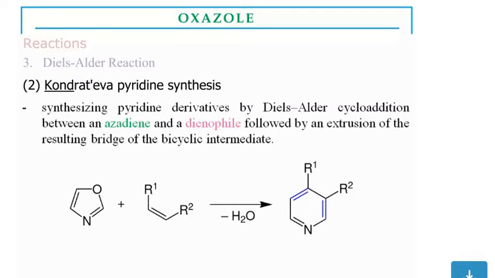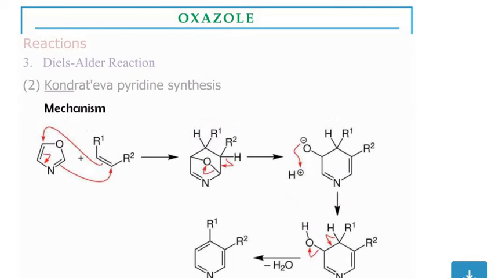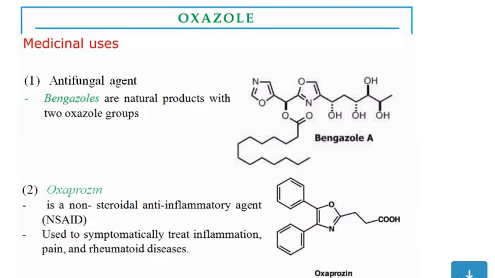Synthesizing a pyridine derivative by Diels-Alder cycloaddition between an azadiene and a dienophile, followed by extrusion of the resulting bridge of the bicyclic intermediate, the formation of pyridine from oxazoles. Now you can see the mechanism and ring expansion. So, medicinal uses: antifungal agent.